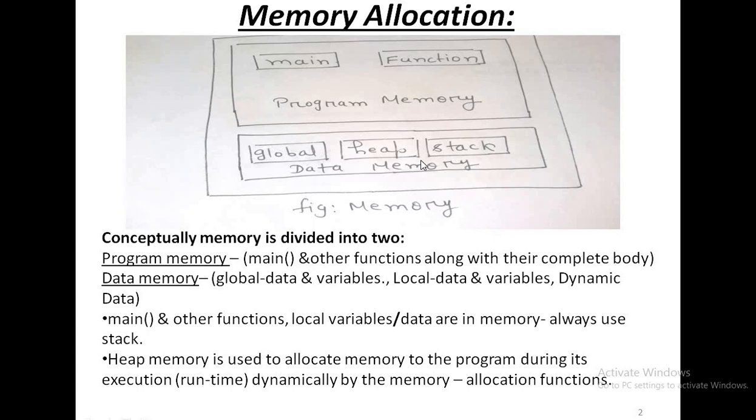So there are two partitions, program memory and data memory. Global memory, heap memory and stack memory are holding data memory, and the rest of the things are program memory. Heap memory is allocated to the programs during their execution at runtime. Dynamic memory allocation is done using the heap.